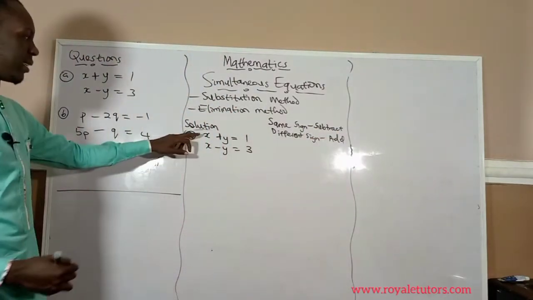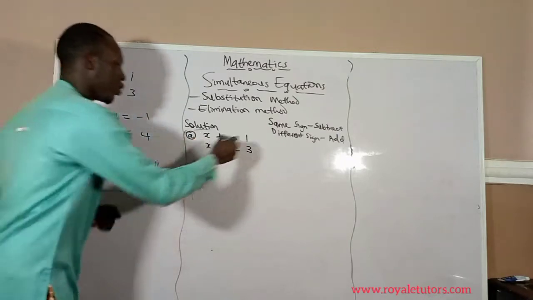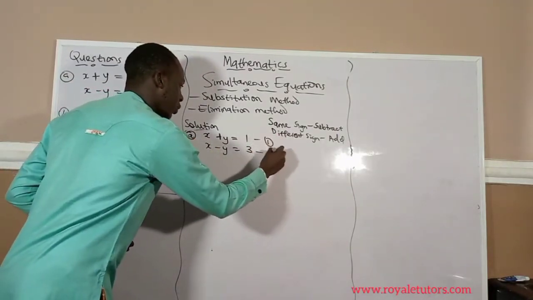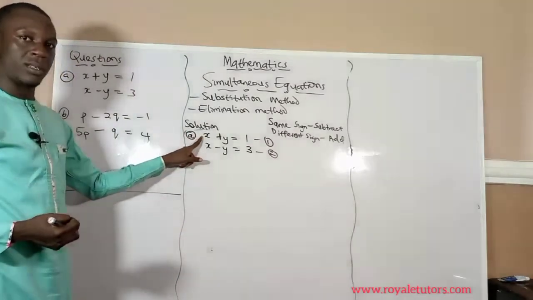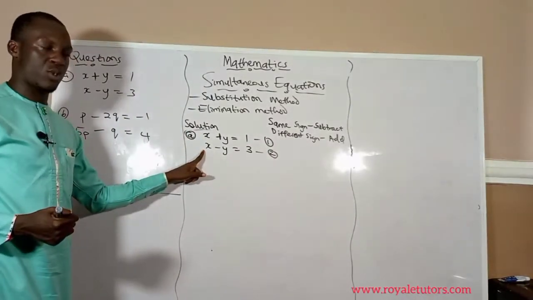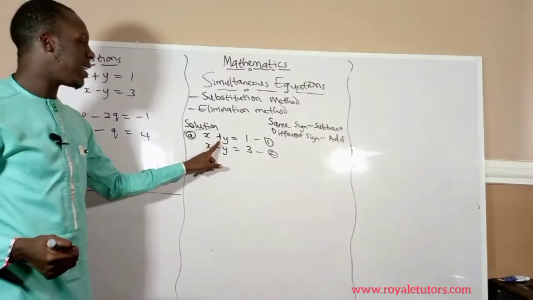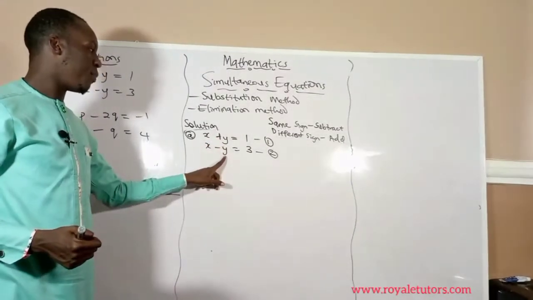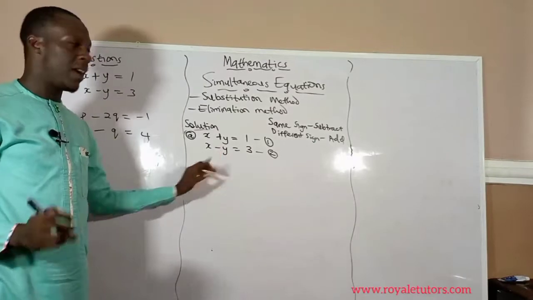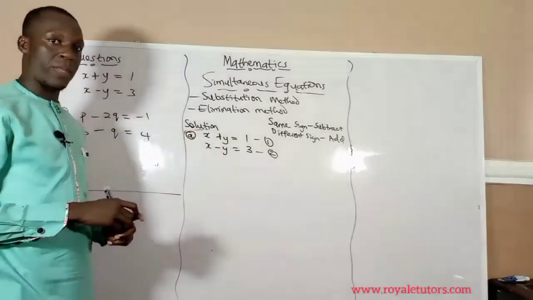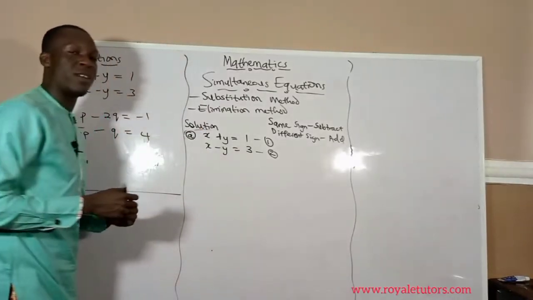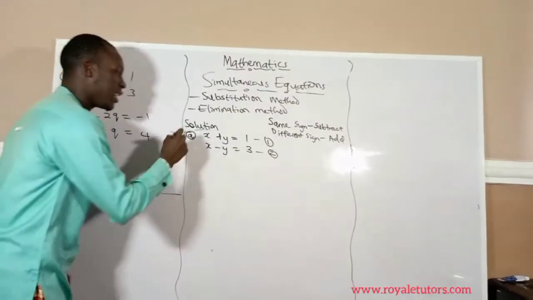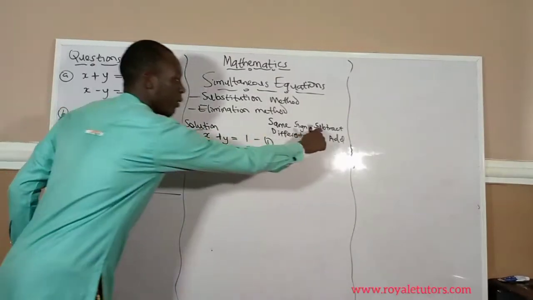Now, looking at this, variable x in equation 1 has a positive 1. Variable x in equation 2 is also positive. Variable y in equation 1 is positive. Variable y in equation 2 is negative. We are going to do the two and we'll look at it together. Now, let's eliminate variable x first. They have the same sign, so we're going to subtract.